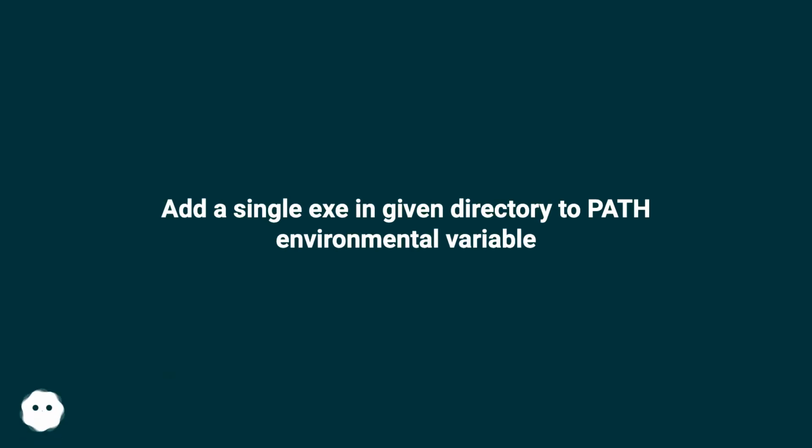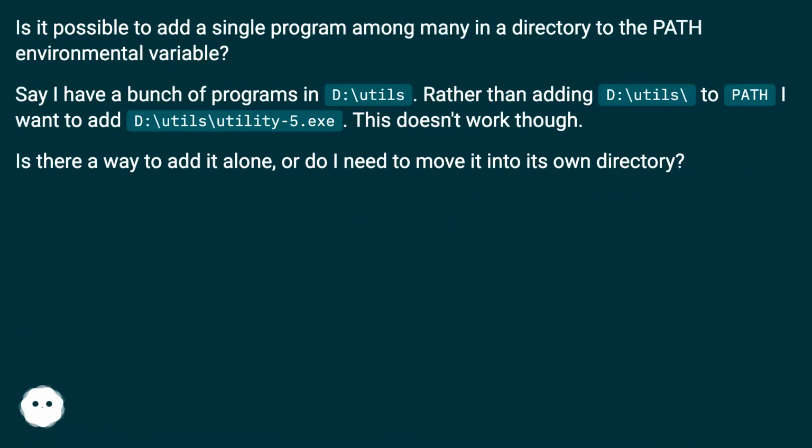Add a single exe in given directory to path environmental variable. Is it possible to add a single program among many in a directory to the path environmental variable? Say I have a bunch of programs in d:\utils. Rather than adding d:\utils to path, I want to add d:\utils\utility5.exe. This doesn't work though. Is there a way to add it alone, or do I need to move it into its own directory?